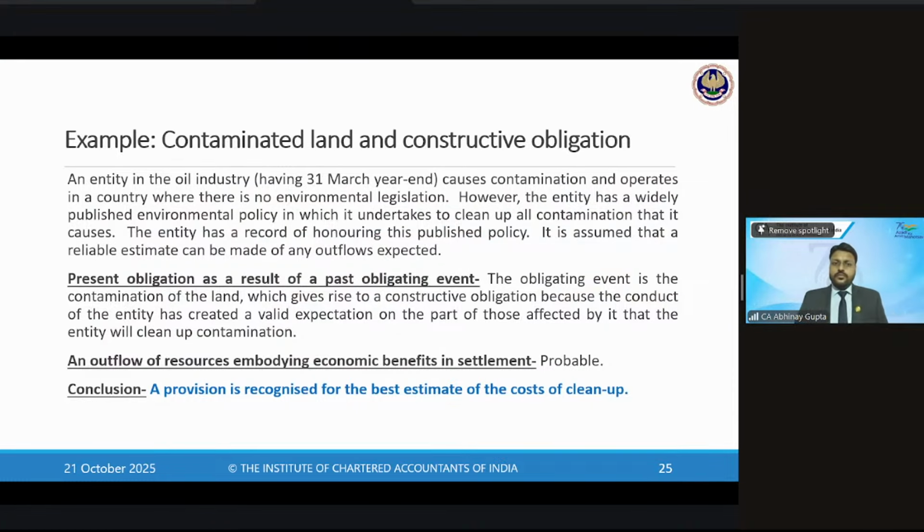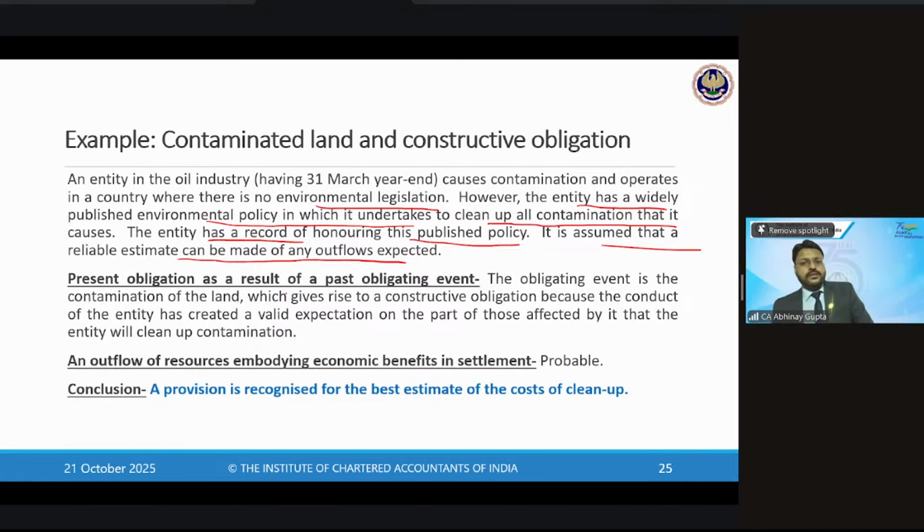Okay. One more example. An entity in the oil industry having 31st March year end causes contamination and operates in the country where there is no environmental law. However, the entity has a widely published environmental policy in which it undertakes to do the cleanup of all the contamination that it has caused. The entity has a record of honoring this published policy in the past. It is assumed that a reliable estimate can be made.